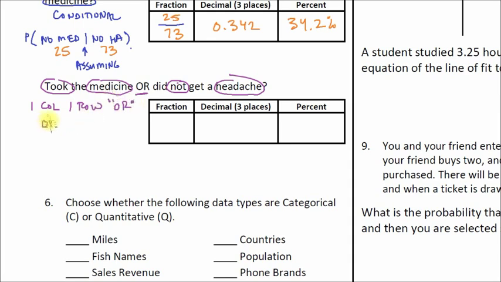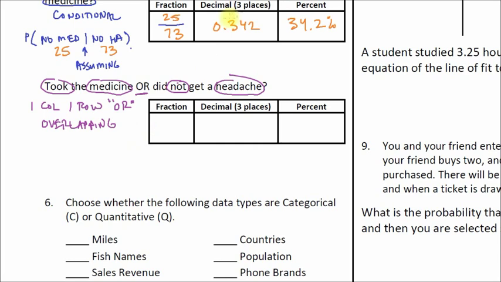That tells me this is overlapping. Remember, if you have two columns with the word or, then we know it's mutually exclusive because two columns can't overlap each other. If you've got two rows with the word or, that's also mutually exclusive. There is no double counting of those. But if you have a column and a row and you have the word or, that means we're going to have something that's in both the column and the row that's going to be double counted.